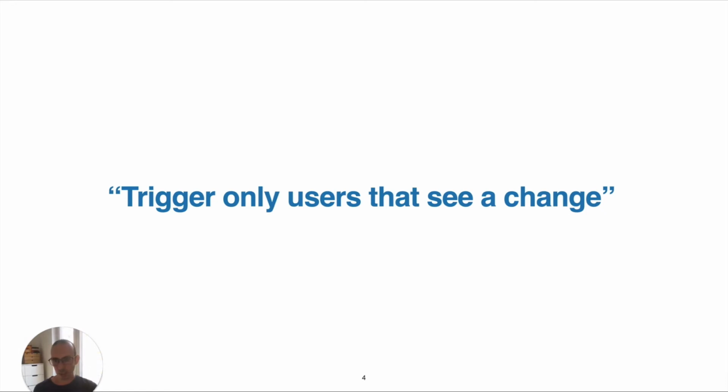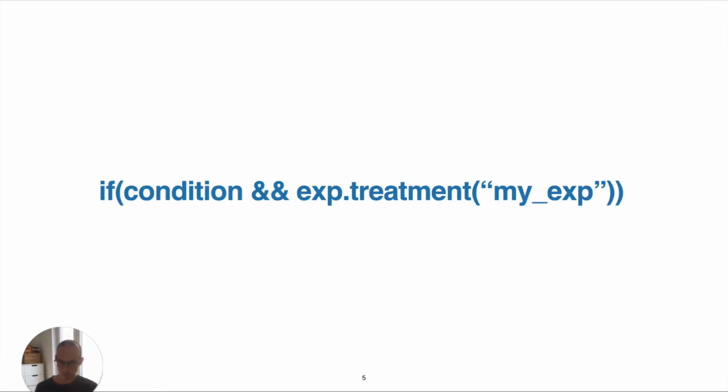So this is one very important rule of A/B testing: trigger only users that see a change. And at Booking at that time, we actually built a way to do this. So basically the rule is that before you trigger the user, you always add a condition, and that condition is the one that should be met for the user to see the change.